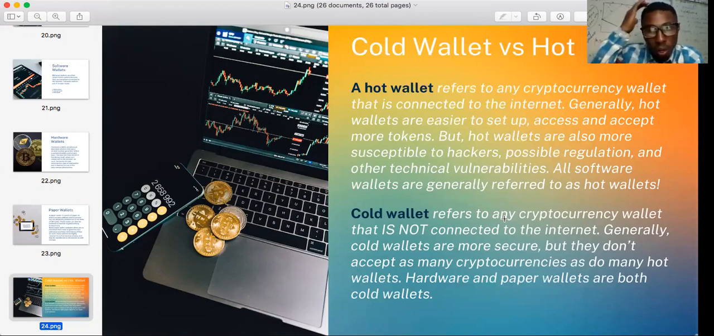But a cold wallet refers to any wallet that is not connected to the internet. So when you say hot wallet, it means the wallet is connected to the internet. A cold wallet is not connected to the internet. Generally, cold wallets are more secure, but, like I said, they don't hold as many cryptocurrencies. So hardware and paper wallets are both cold wallets, while the mobile wallet, the desktop wallet, and the web wallet are examples of hot wallets. Hot wallets are connected to the internet, while cold wallets are not. All hardware wallets are usually cold wallets.